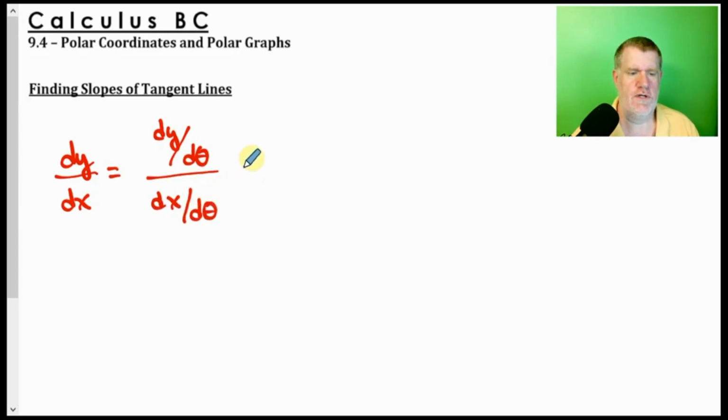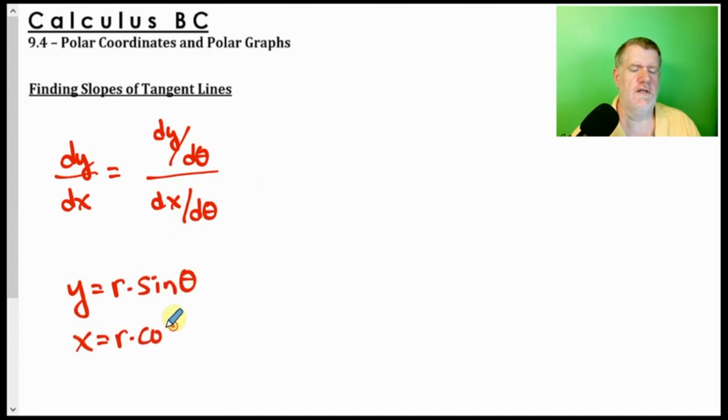Now I want you to remember a couple things. One, that y is r sine of theta, and x is r cosine of theta. So if I took the derivative of y with respect to theta, I would get a product rule of r times the sine of theta.